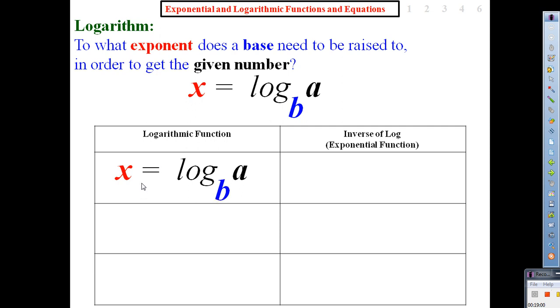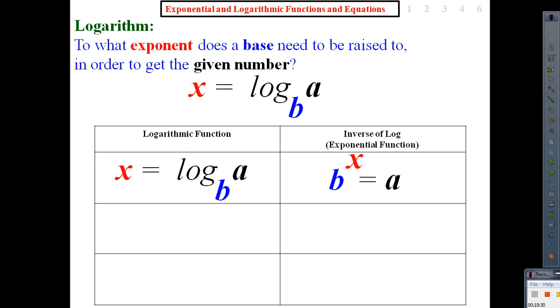What is our base according to this? b. What is the exponent? x. And what is the number that we need to find? a. So that means this is written as b to the x power equals a. Now, let's see if that concurs with the definition for logarithm. I wrote in a question mark: to what exponent does a base need to be raised in order to get the given number? What was the given number? a. Yeah, that makes sense.